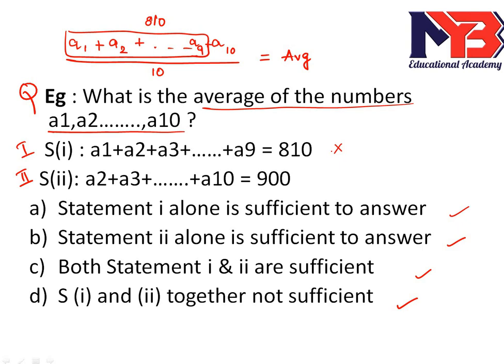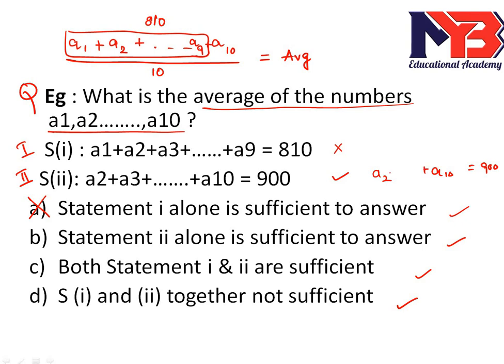Once I realize that statement number 1 is not sufficient, I am directly eliminating option A. Now look at statement number 2, and while you are looking at statement number 2, forget about statement number 1. What is statement number 2? A2, A3, A4 and so on till A10, we have a summation as 900. That means the A2 to A10 summation is given as 900.